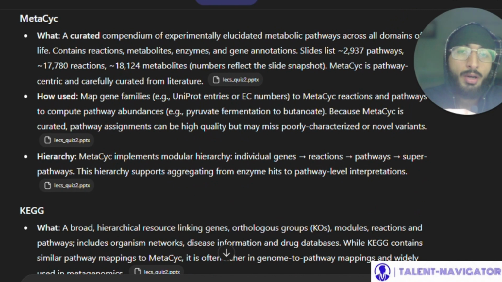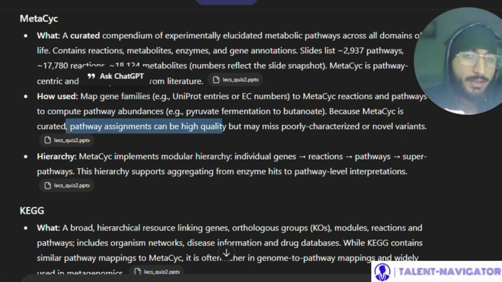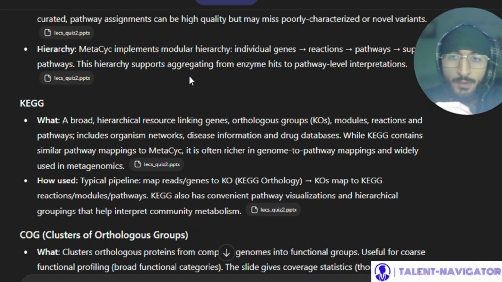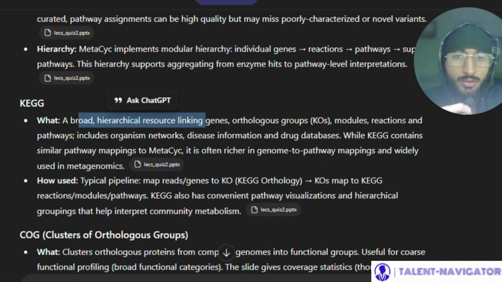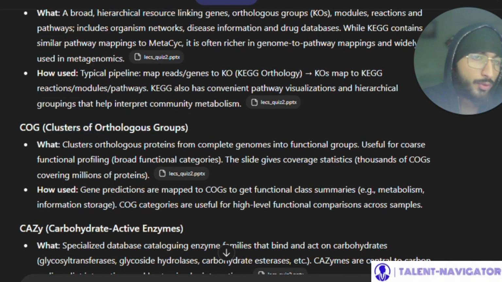We first map gene families to MetaCyc reactions and pathways to compute pathway abundances. Because MetaCyc is curated, pathway assignments can be high quality but may miss poorly characterized or novel variants. Then we have KEGG, which is a broad hierarchical resource linking genes, orthologous groups, modules, reactions, and pathways. And we have COG, which is clusters of orthologous groups. You don't have to get into the depth of these or the descriptions. You can just remember the full forms.